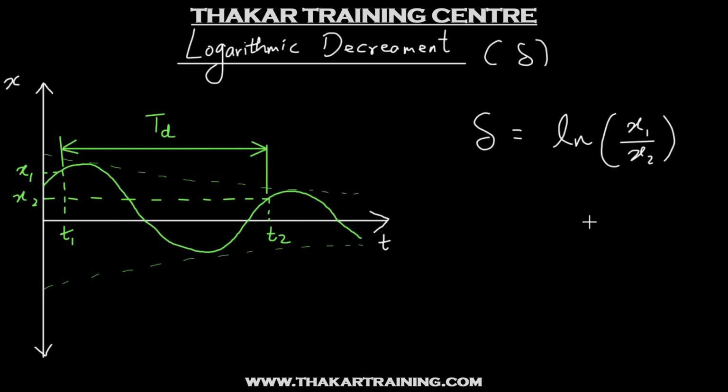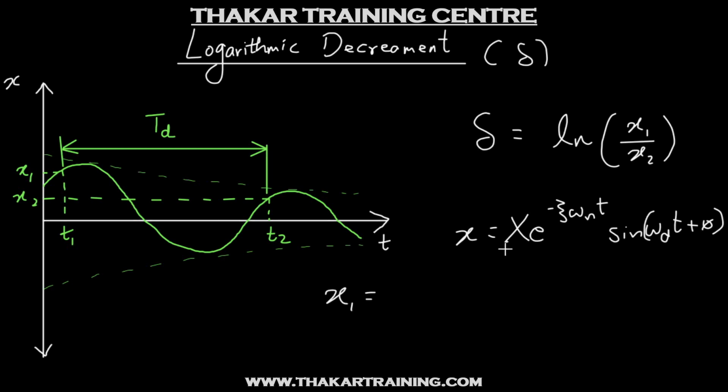This is log of x1 by x2. What is x for an underdamped system? It is capital X e raised to minus zeta omega n t sine of omega d t plus phi. Alright, this is what we have for x. So what will be x1?